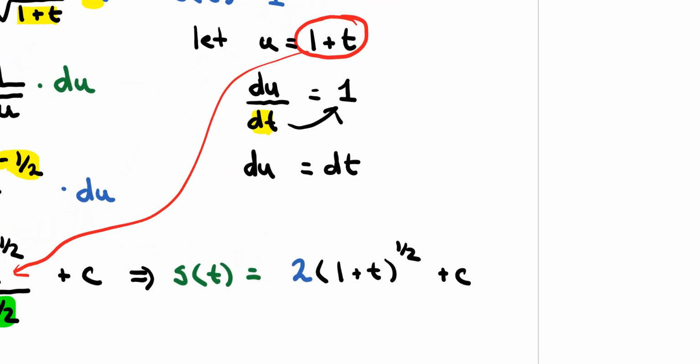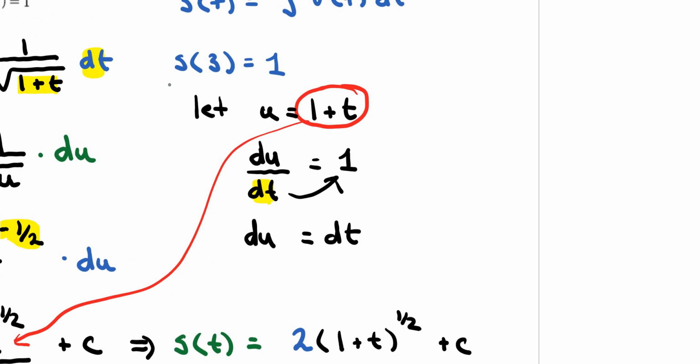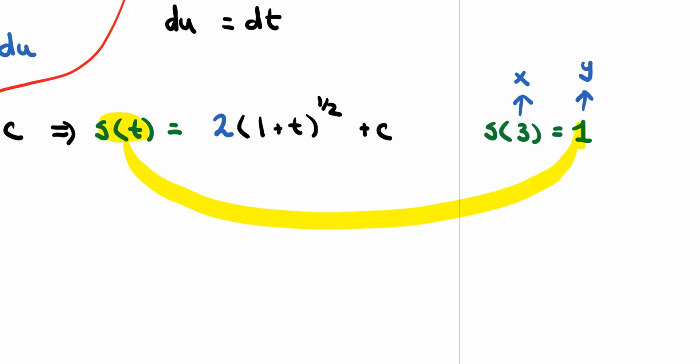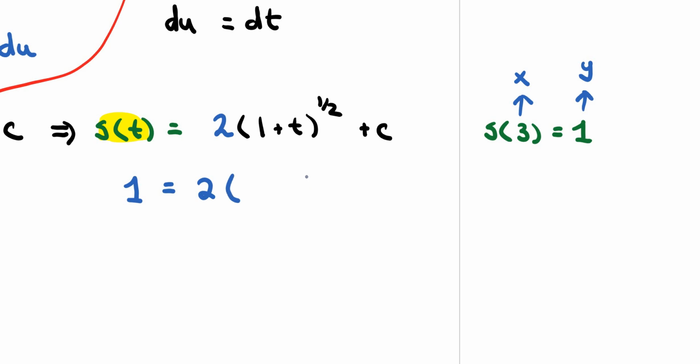In order to find the plus c here, I need to go back to this initial condition, s of 3 equals 1. So let's just write that down here. We're given that s of 3 equals 1. What that really means is that the x value is 3 and the y value is 1. If I take a look at s of t here, that gets replaced with 1. So I have a 1 here now, equals 2 times bracket to the 1/2 plus c.